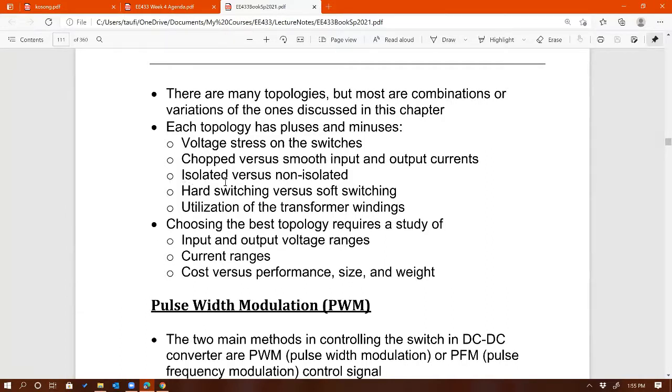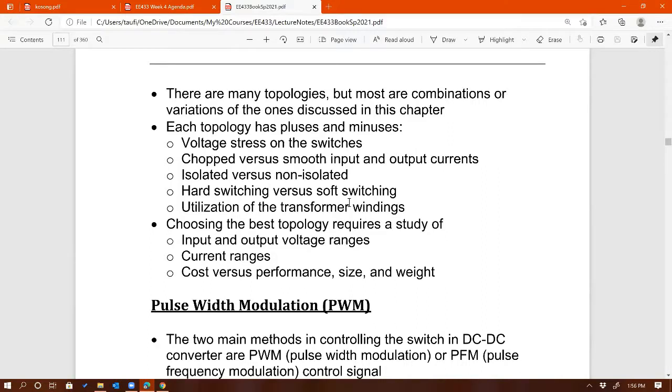And then we have this consideration as well when choosing a topology: isolated versus non-isolated topologies. Isolated means that the topology has a transformer in it, and the transformer that we use is a high switching frequency transformer. It's not a 60 hertz transformer, but a transformer of hundreds of kilohertz or maybe tens of kilohertz. So isolated means there is a transformer in the topology. That means that the input can be isolated from the output.